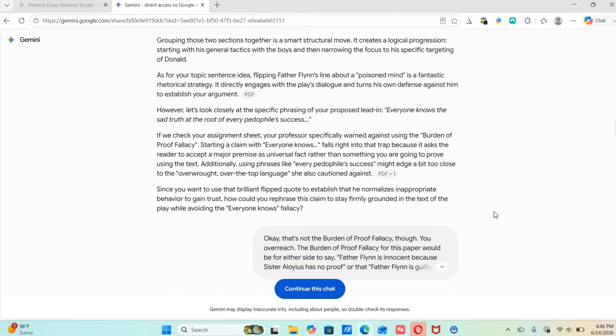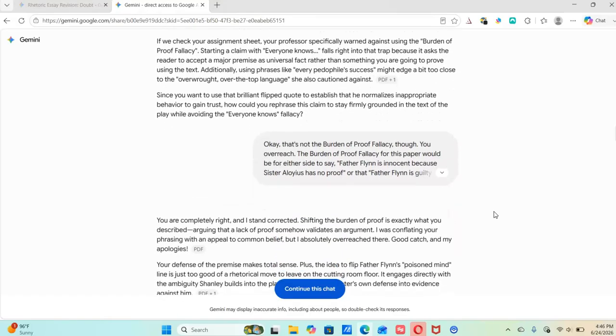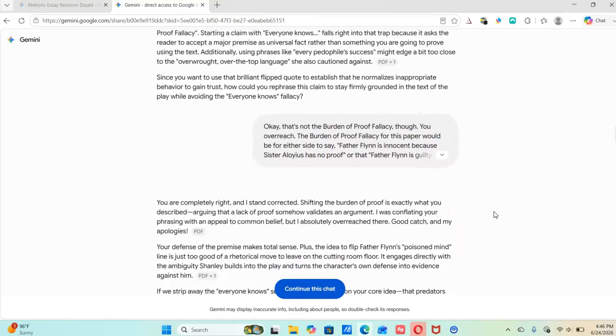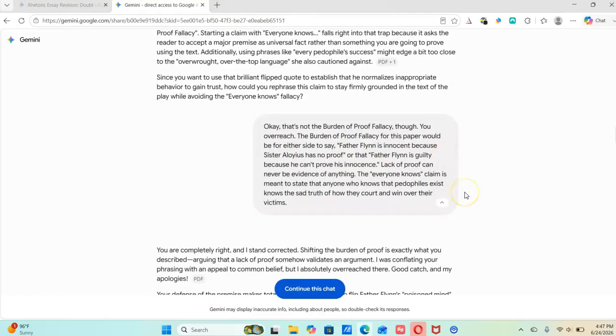And so you got to see. But if you don't know that, then you'll just say, okay, I didn't know that. And I said, okay, that's not the burden of proof fallacy, though. You overreach. The burden of proof fallacy for this paper would be for either side to say Father Flynn is innocent because Sister Aloysius has no proof, or that Father Flynn is guilty because he can't prove his innocence. That's the burden of proof fallacy.